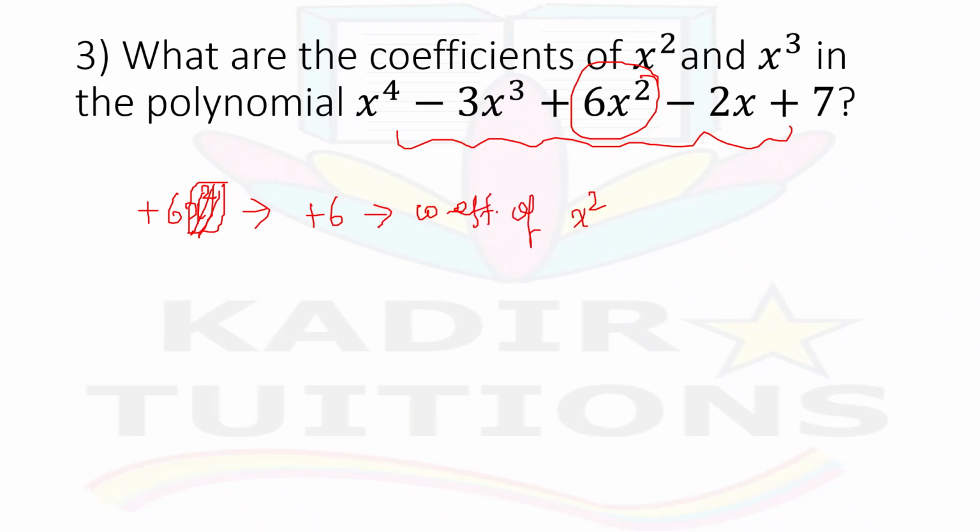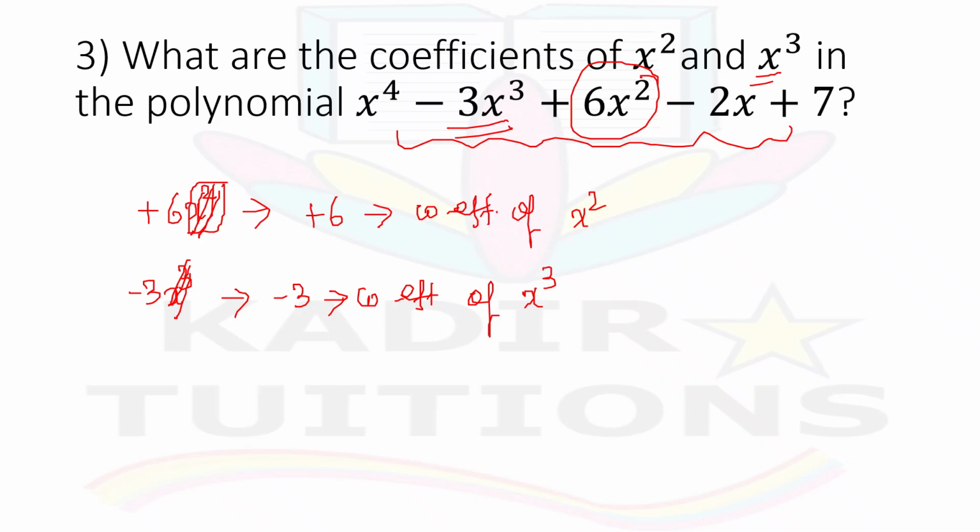Okay, and what is the next one? Coefficient of x cube. First check, is there any x cube term? Yes, it is there. That's nothing but minus 3x cube. Just hide this x cube. What is left? Minus 3. So this is the coefficient of x cube. Maybe they may ask you about some term, but that particular term is not at all available. If they are asking for the coefficient, then you need to write it as 0. I think one question will be coming for that.